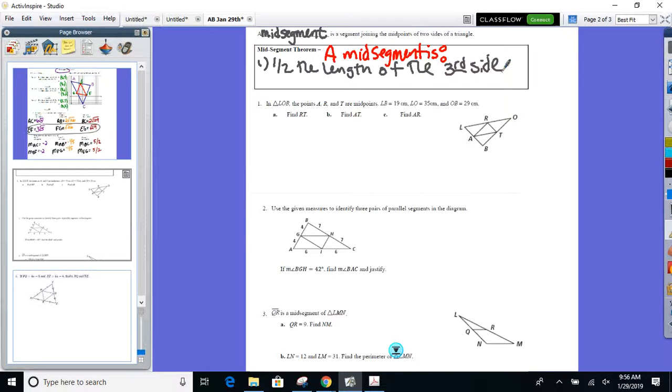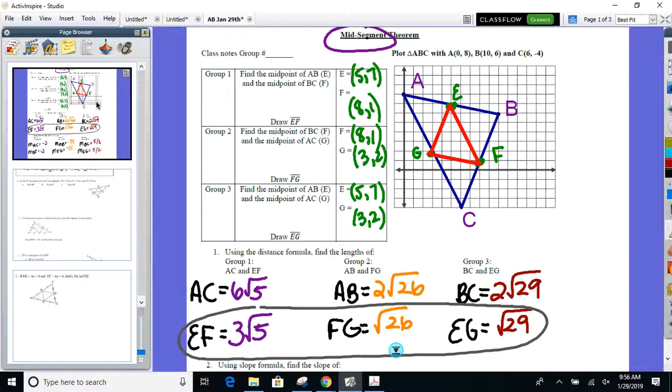What do I mean by the third side? Everyone go back to the graph. The third side is the one that doesn't connect the midsegment. So everyone ready? Midsegment EF, what's its third side going to be? AC. GF, what's its third side going to be? AB. And what's midsegment GE's third side? BC. So when you tell me third side, we all know what we're talking about. It's the side that doesn't connect the midsegment.